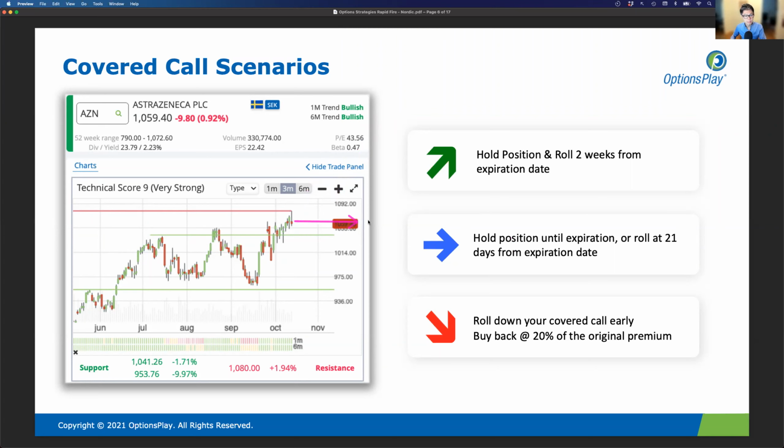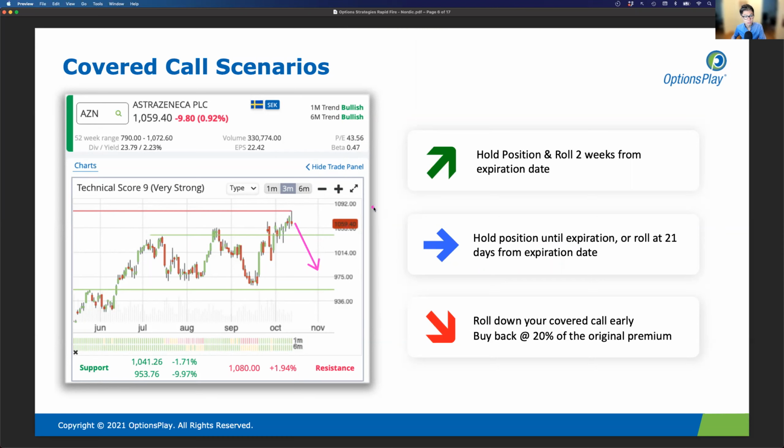If the stock trades sideways, this is pretty much your best case scenario. You hold your position until expiration, or if you want to roll early, wait until about 21 days from expiration before you roll that call early. And maybe when you roll it early, you can collect a little bit more income, but you're not going to generate a whole lot more income by rolling it early.